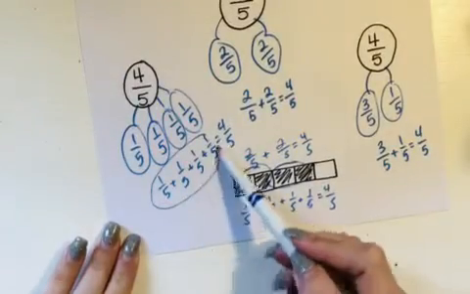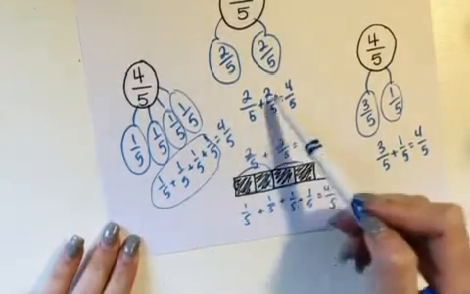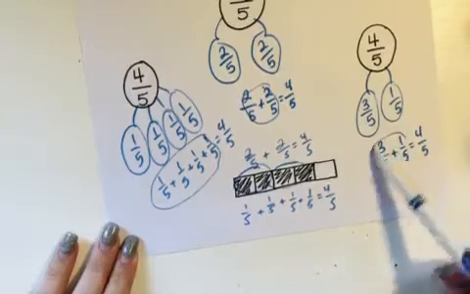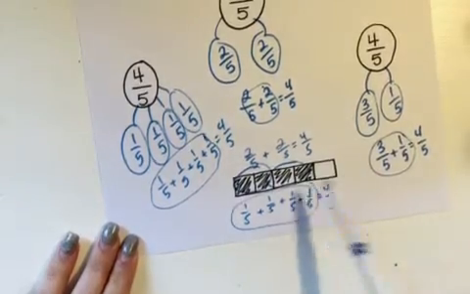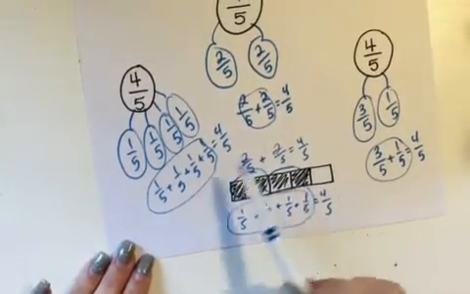This expression right here is equivalent to this expression, and is equivalent to this expression, and equivalent to this expression. They're all equal. They all get the same amount, so they're all equal in amount.